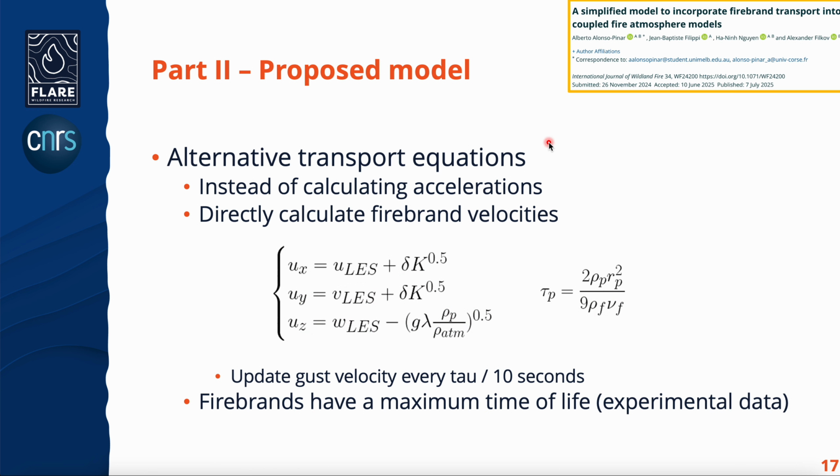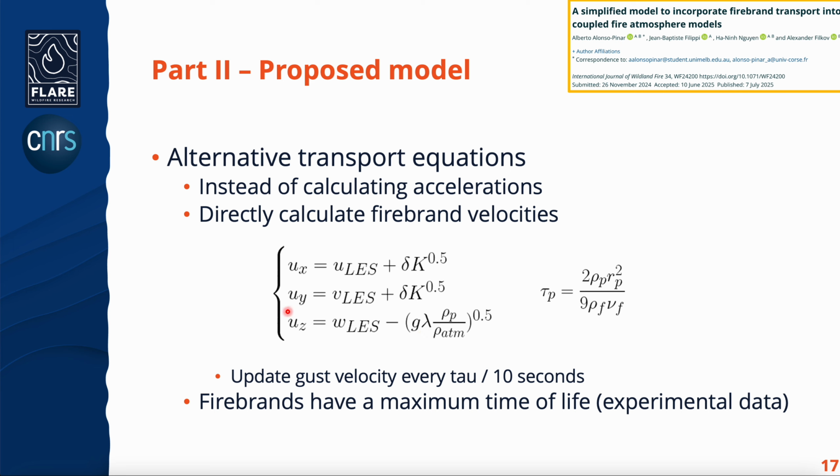So the proposed model that was published in a paper some weeks ago is that instead of calculating the accelerations as we did before with the forces exerted on the firebrand, we're going to directly calculate the firebrand velocities. So to do so, we link the firebrand velocities to another component. In this case, the vertical velocity of the firebrand is going to be set to the vertical velocity of the wind flow minus the terminal vertical velocity of the firebrand itself.